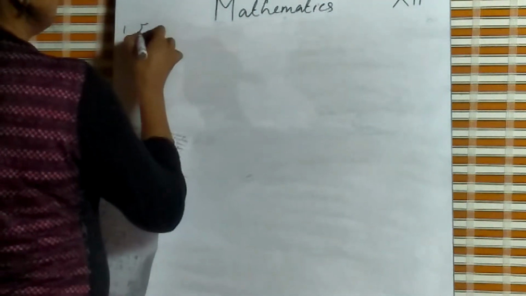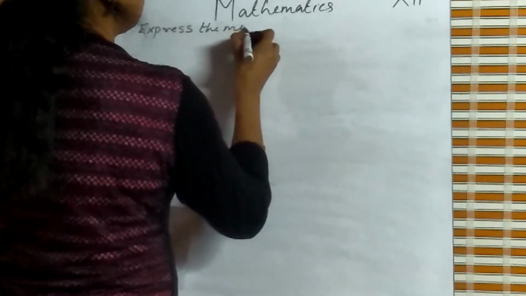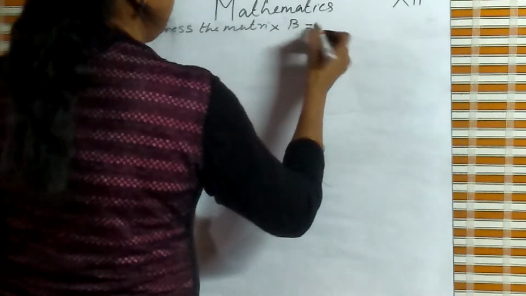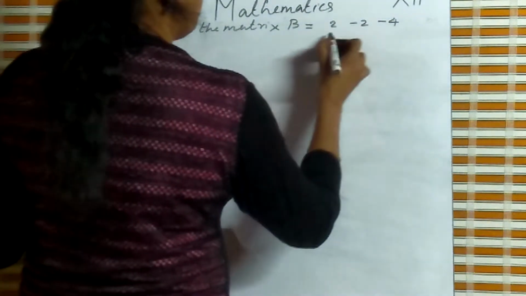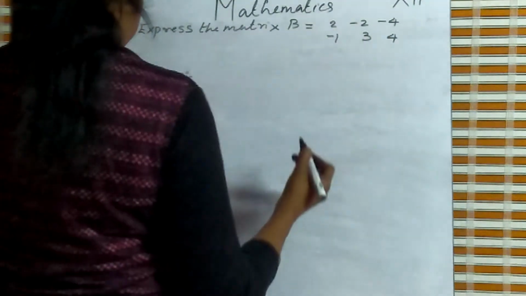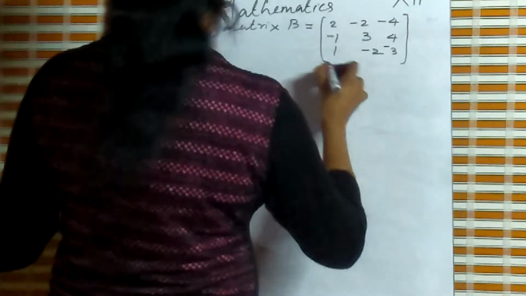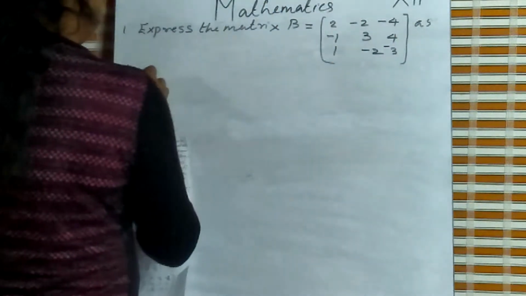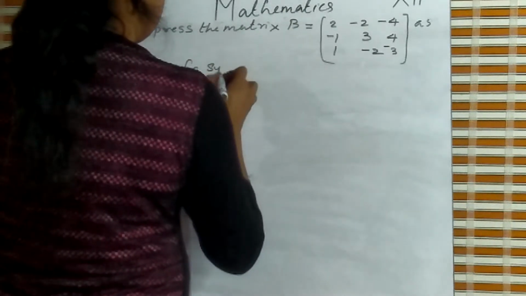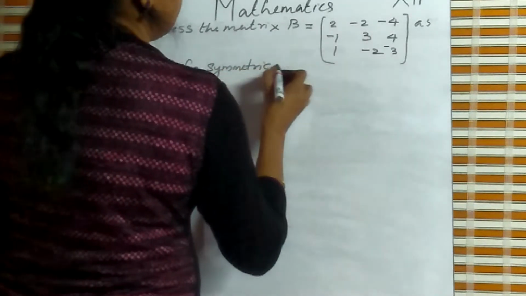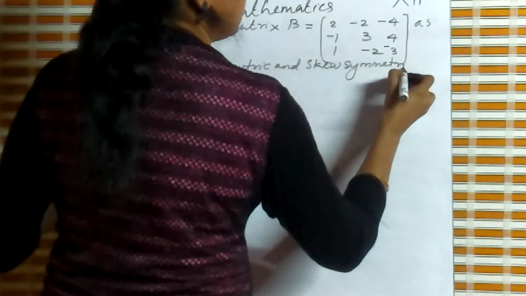Express the matrix B equals [2 -2 -4; -1 3 4; 1 -2 -3] as the sum of a symmetric and skew symmetric matrix.